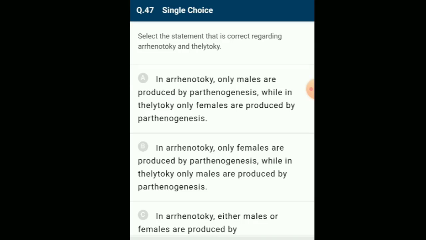So the answer for this question is option A. In arrhenotoky, only males are produced by parthenogenesis, while in thelytoky, only females are produced by parthenogenesis.